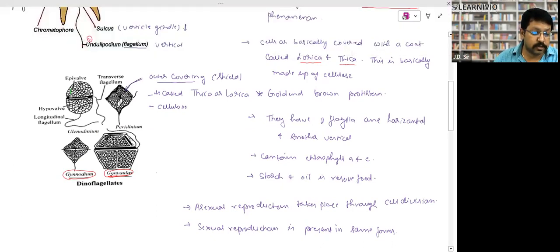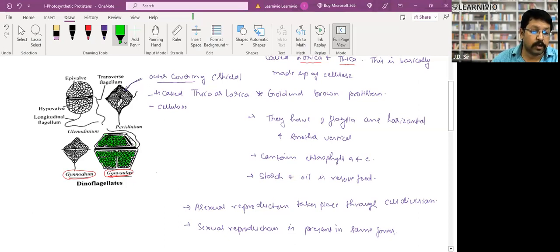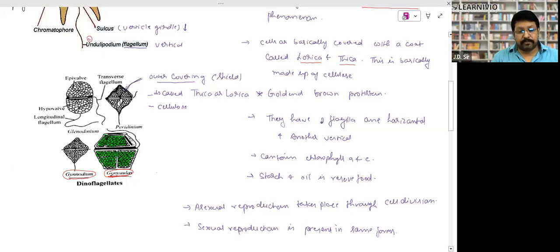This outside shield, the outside cover, looks like a fish scale. The cover which looks like a scale is called theca or lorica. This theca or lorica, the protective shield or protective covering, is made up of what? It is made up of cellulose. Theca or lorica is made up of cellulose.